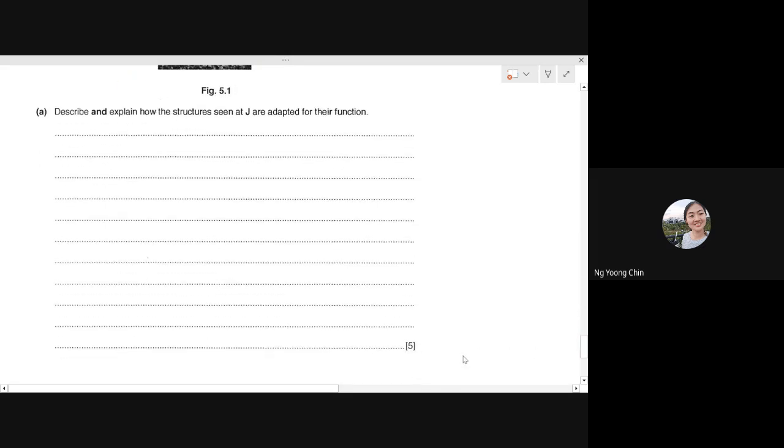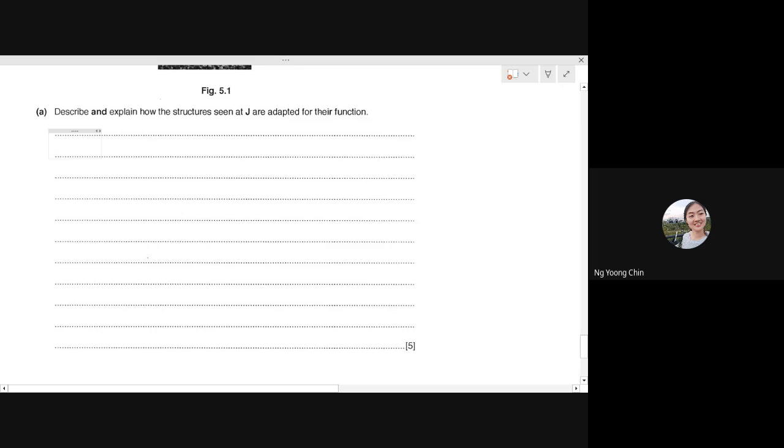Okay, 5 marks. Whenever you answer an exam question, you should always look at the marks. If they give you 5 marks, you just write enough, 5 or 6 points only. No need to write more than that, because you should save your time for another question.